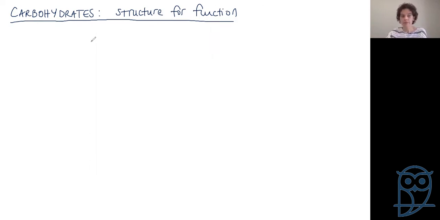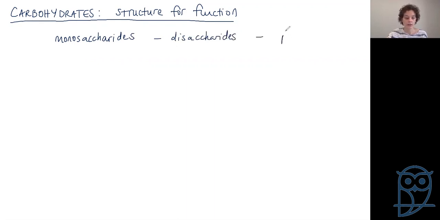So carbohydrates, we have our monosaccharides, we have our disaccharides, and we have our polysaccharides. Okay, so mono is one, di is two, poly is many. We're talking many, lots of. All of them linked together with glycosidic bonds. That's our bond for a carbohydrate.